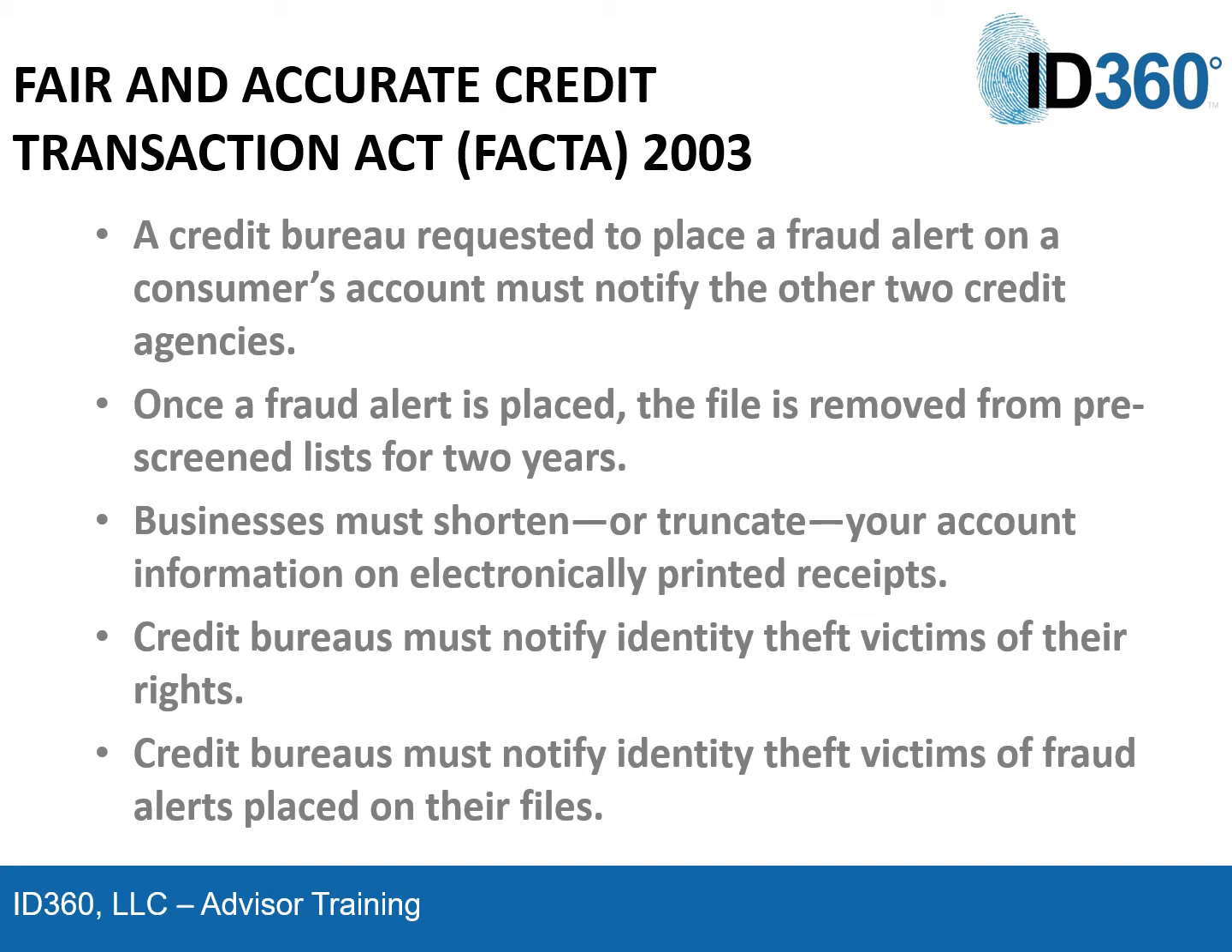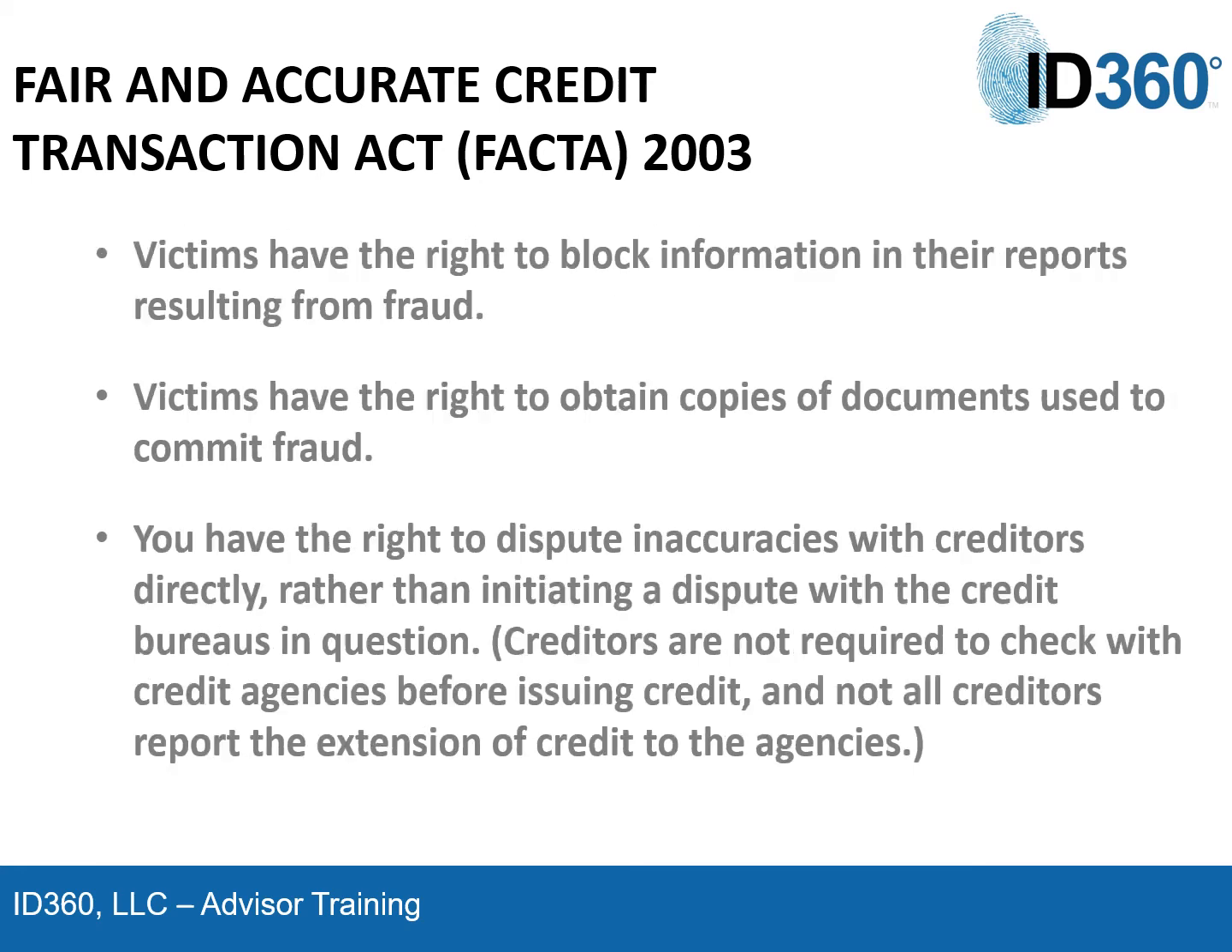Credit bureaus must notify identity theft victims of their rights, and credit bureaus must notify identity theft victims of fraud alerts placed on their files. Victims have the right to block information in their credit reports resulting from fraud. Victims have the right to obtain copies of documents used to commit fraud. This is important while building a case. These documents, such as applications for credit and the identification documents used to commit the fraud.